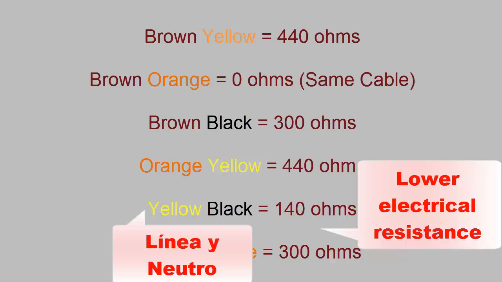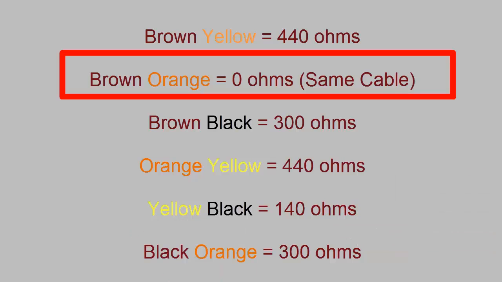3. The pair of cables with the lowest resistance is identified as the line cable and the neutral cable. 4. If there is a pair of cables that shows a resistance measurement close to 0, it indicates that they come from the same point, meaning they are interchangeable cables.